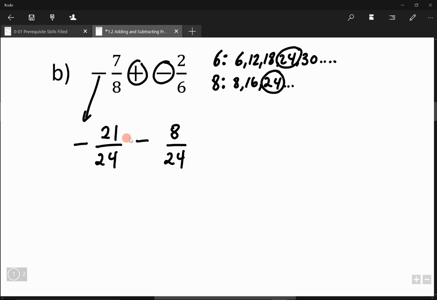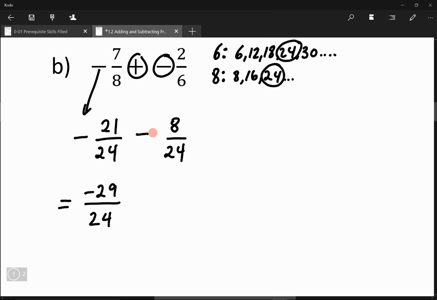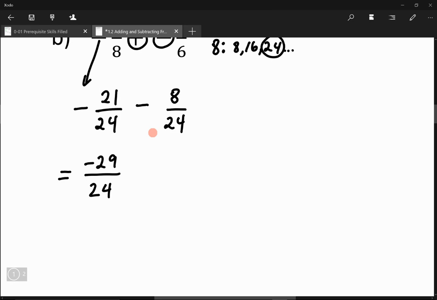If I subtract these two, keep in mind your signs: negative 21 minus 8 is negative 29. So you just subtract the numerators, but you keep the denominators. It's always good form to either write the negative on the numerator or just keep the negative on the side, but never write it in the denominator.